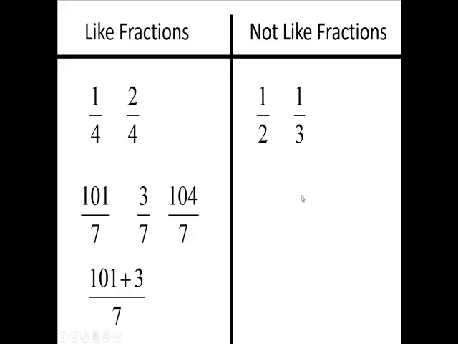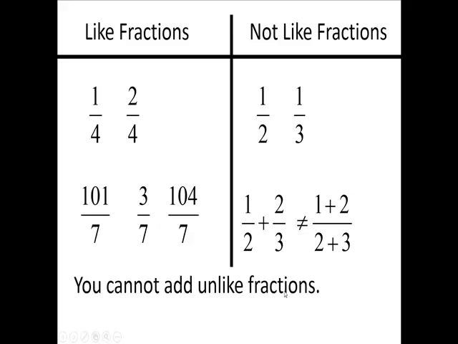Now, what do you do with these? Well, you cannot add fractions that are not like. These are not like, and you can't add them. You're not going to get 1 plus 2 is 3 and 2 plus 3 is 5. This is not how you do this. My statement that always works is when you add like fractions, you get like fractions. You do not add fractions that are not like.